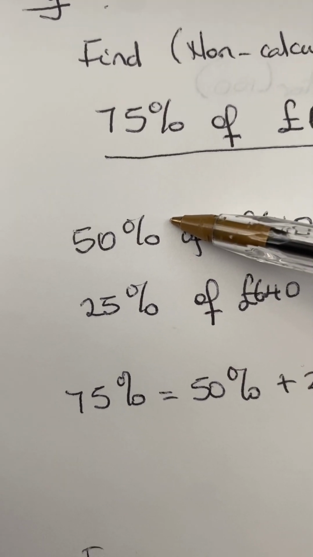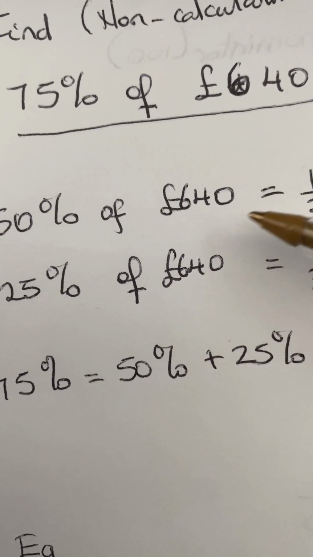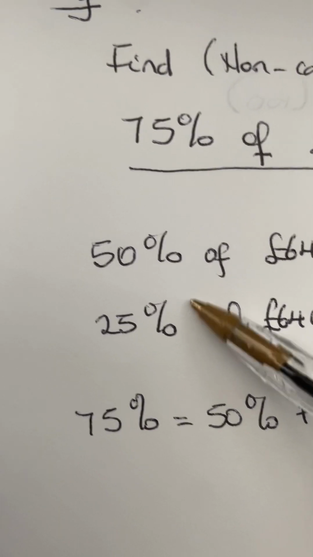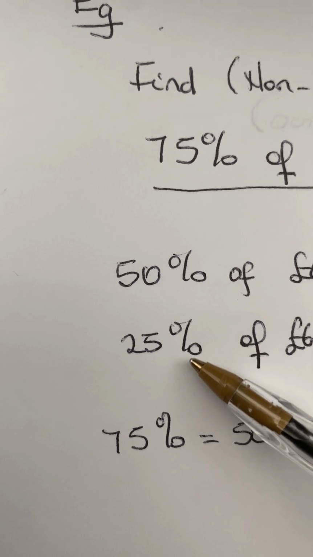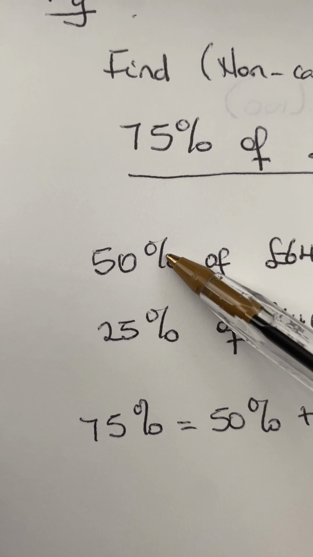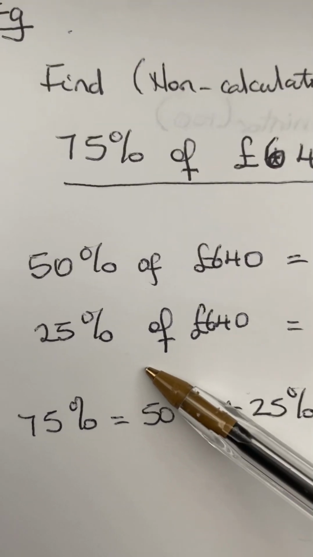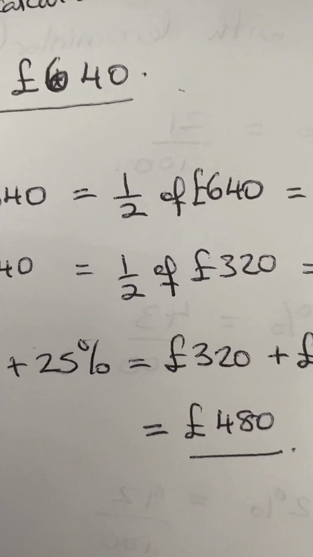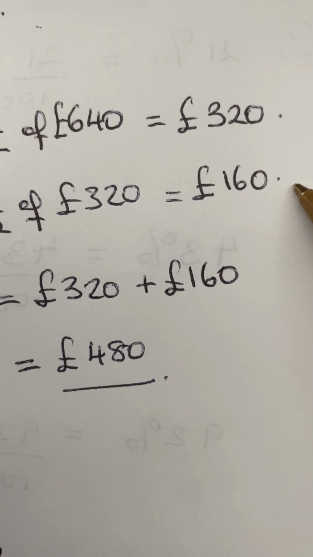Now 50% is half. So half of 640 is 320. Now you know 50%. So if you want to find 25%, 25% is half of 50. So 25% will be half of 640, which is half of 50%, which is 320, and it will give you 160.